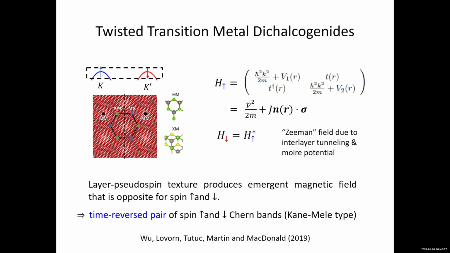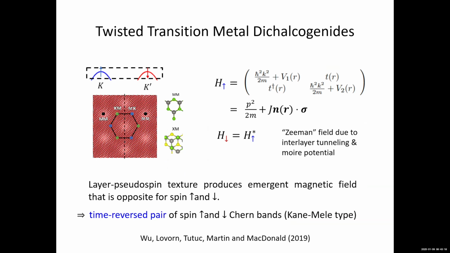And these authors also showed, I'm not going into the details, that this pseudo spin texture has the spatial periodicity of the moire lattice, and it forms a non-trivial texture, similar to a skyrmion lattice. For that reason, this kind of texture is expected to produce an emergent magnetic field.